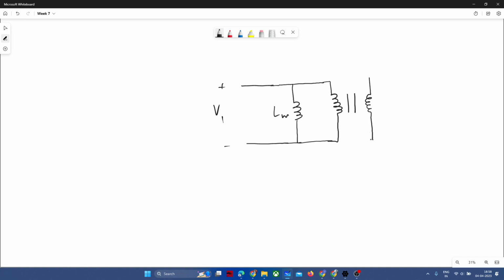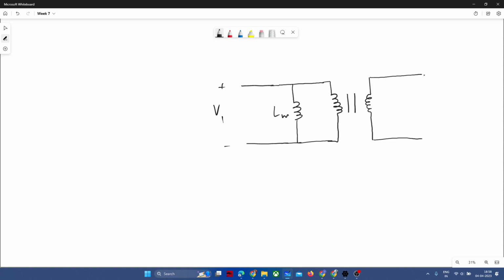We cannot call it ideal as of now as long as LM is there. So LM is an indication of a practical circuit, but we are just ignoring the leakage reactances and core resistance.